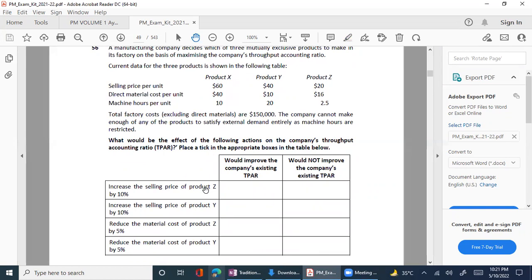Increase the selling price of product Z by 10%. So if there is an increase in the selling price, it will improve the ratio. Increase the selling price of Y by 10%. We need to look with reference to Z products.